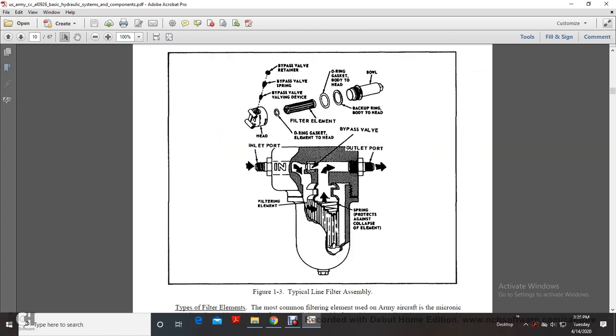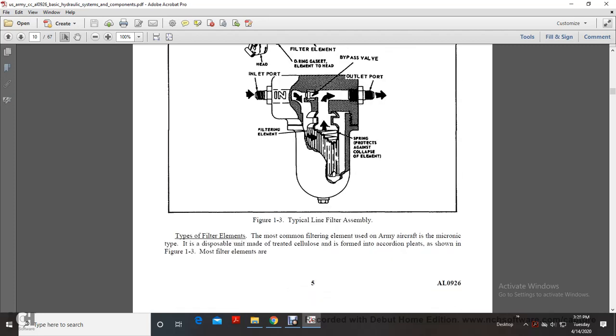This shows a typical line filter. It shows the head with the bypass valve, valving devices, spring and retainer, filter element, O-ring gasket element to head, O-ring gasket to head and bowl, backup ring, and body. It also shows the inlet and outlet ports, bypass valve, filter element, and spring against collapse of the element.